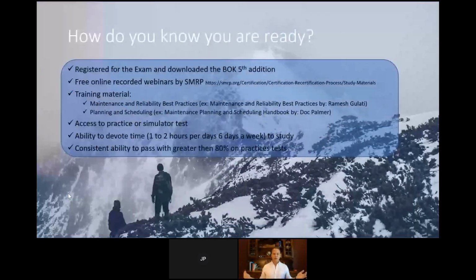So how do you know when you're ready? Well, if you registered for the exam, you downloaded the Body of Knowledge, the 5th edition. There are free online recordings if you're a member, covering all the different pillars. They're certainly beneficial, but there are also training materials out there. There are some great books on maintenance and reliability. I recommend you have one on maintenance and reliability and one on planning and scheduling, because there's a good breadth of knowledge that comes out of both these books, their examples, and the number of questions on the exam pertaining to that information.